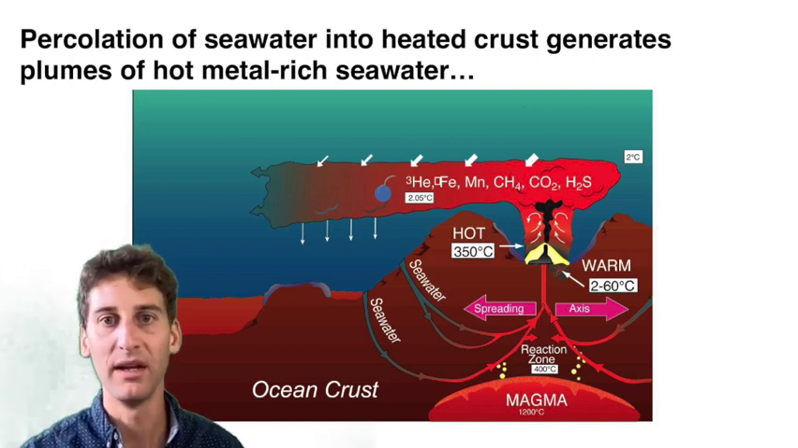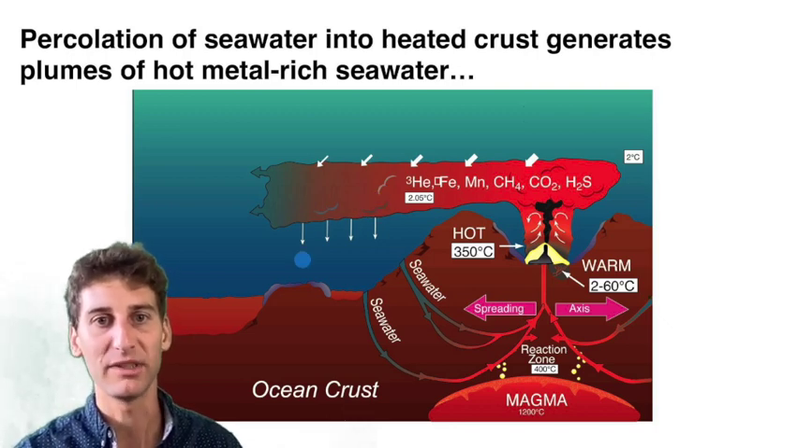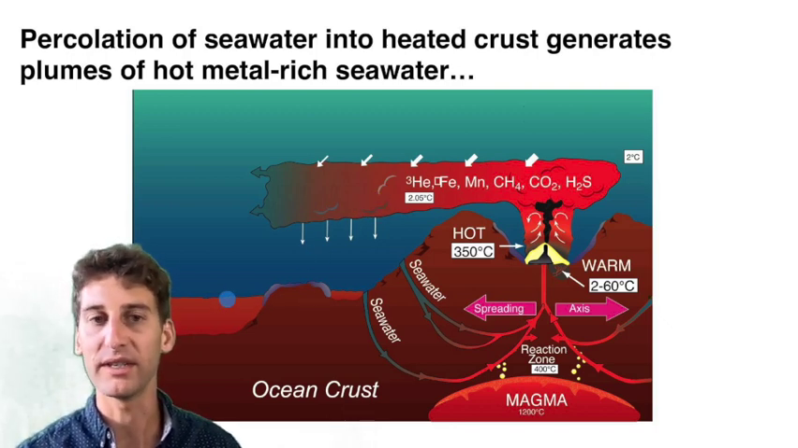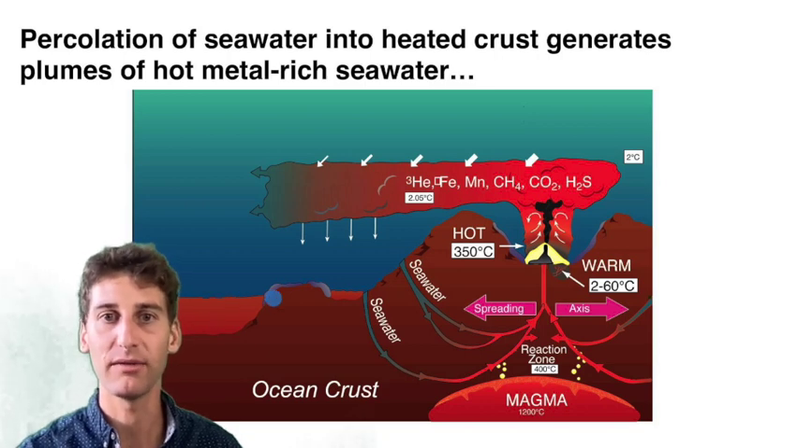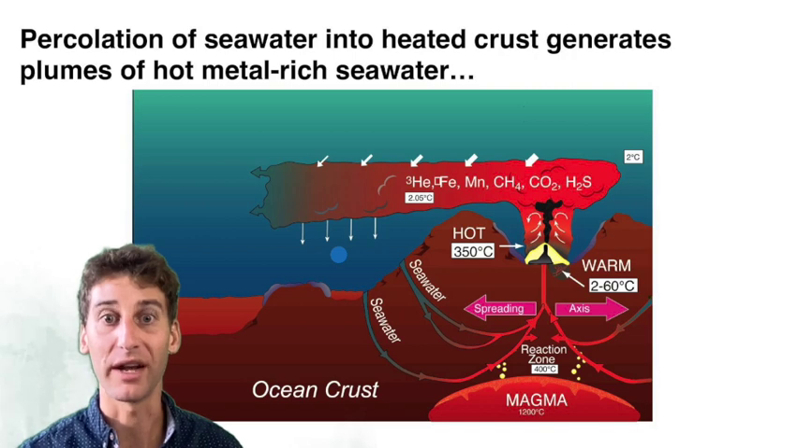And during this time, some of these elements that are in the plume become unstable. They precipitate out and produce these metalliferous, or metal-rich, sediments down on the seafloor. But this whole area is a place for life to thrive.